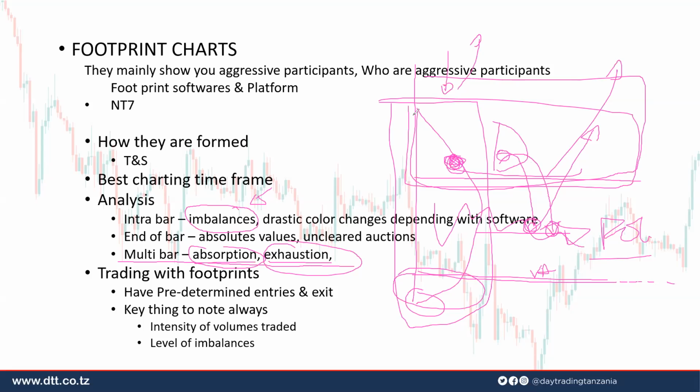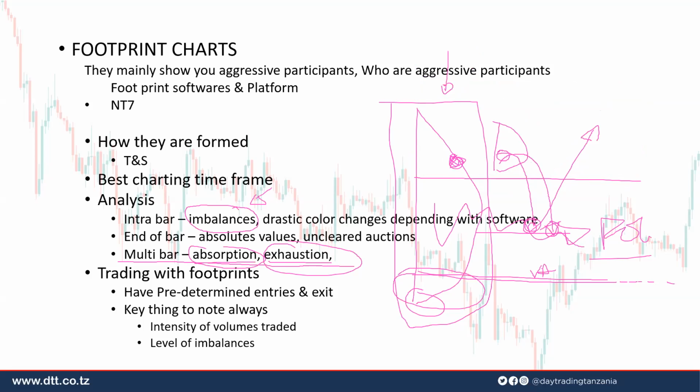So when you're here, you should be looking for buyers. But what if you're here, then you see big sellers coming into the market? So what that means is the auction has now changed. Okay, so let me just clear that. Let me delete some of it. It's starting to become dirty now. So it means that the auction has changed.